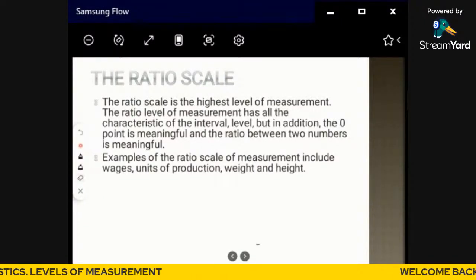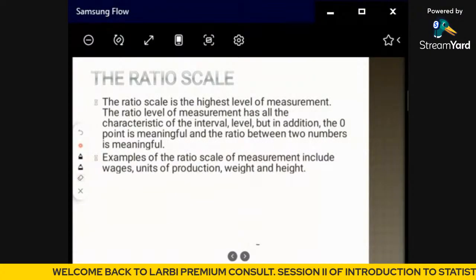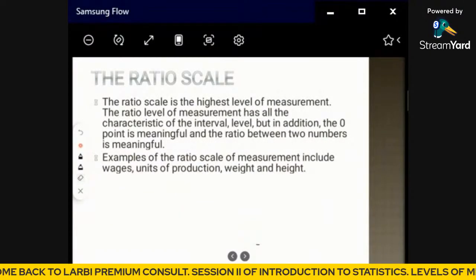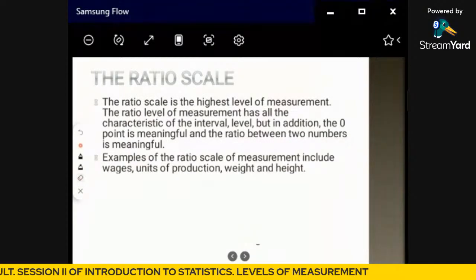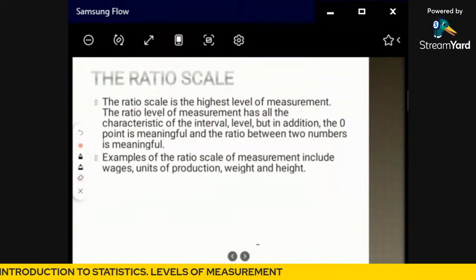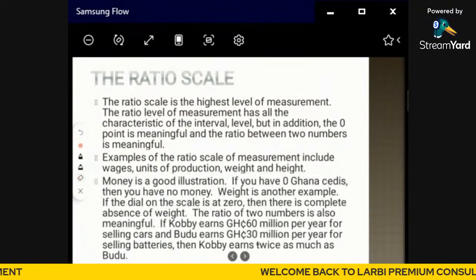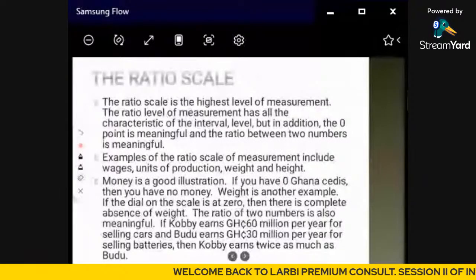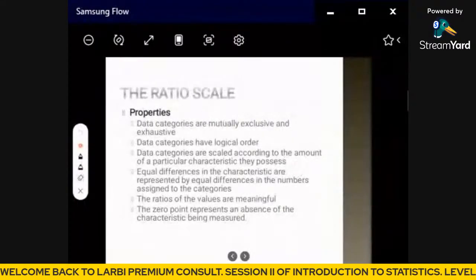So we can assign meaning between the zero point and where something is placed on it at a particular point. Between 0 and another number, there is a meaningful explanation behind the set of data. That's why it's said that the zero point is meaningful, and also the ratio between two sets of numbers is meaningful. So that explains what I'm trying to talk about. Money is also a good illustration. These are some of the examples we can talk about when it comes to the ratio scale.